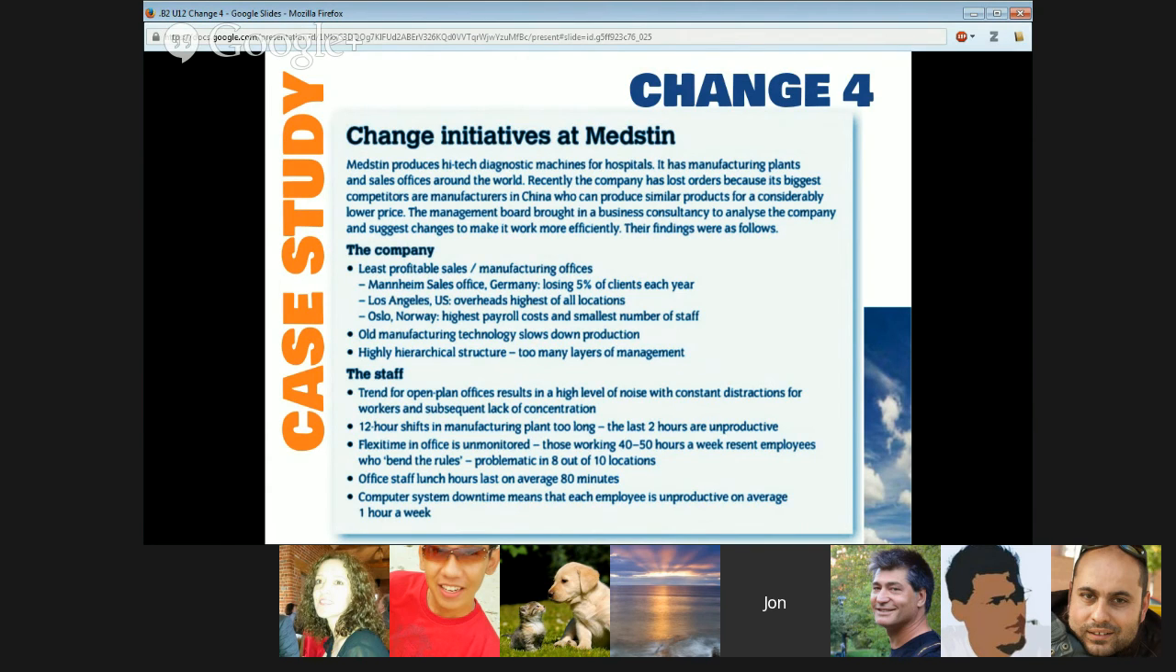Break the rules is you're really doing something wrong. Bend the rules is you're doing something a little bit wrong. You're not really breaking it, but you're close to breaking it. Okay? At least you have the intention to break the rules. There you go.